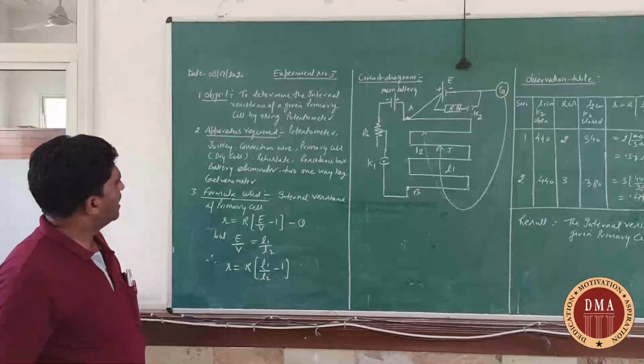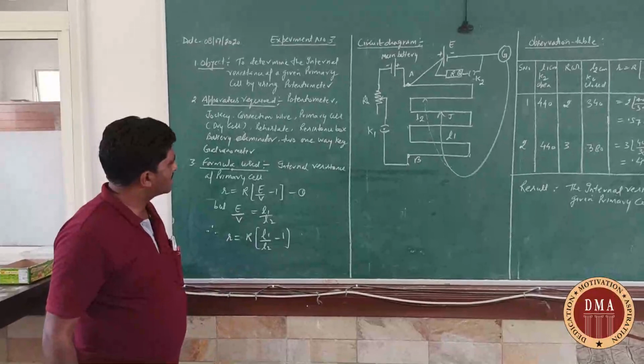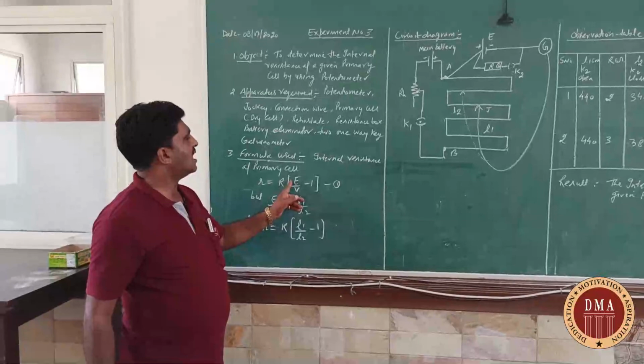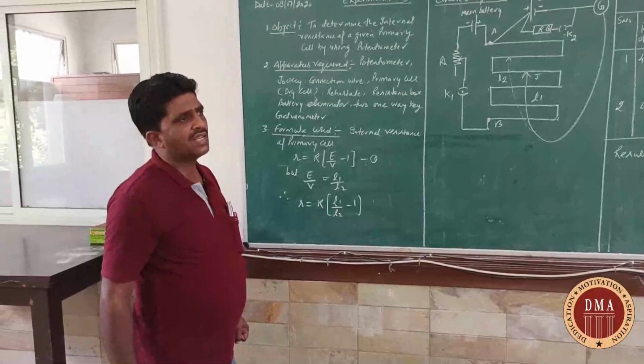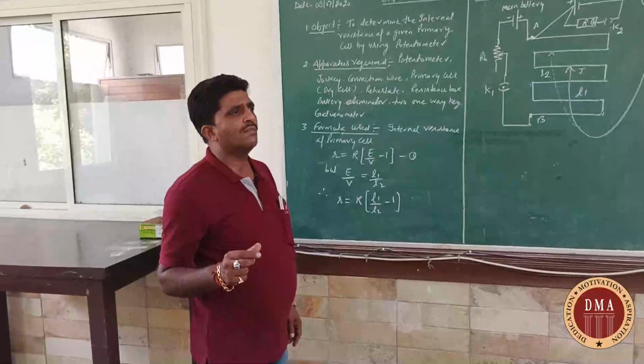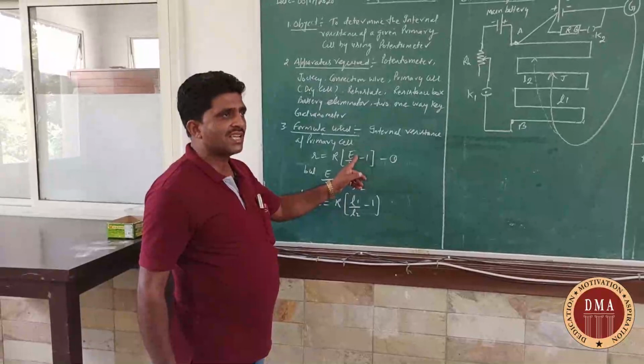And in this experiment, we will use the following formula. The internal resistance of the primary cell, small r, is equal to capital R times (E by V minus 1), where R is the load resistance which is applied with the help of the resistance box, and E is the EMF of the primary cell. We know about the EMF. When no current is drawn from the cell, the potential difference across both terminals of the cell is called EMF. And when current is drawn from the cell, the potential difference across both terminals is called the terminal potential difference. So in this formula, E is the EMF of the primary cell and V is the terminal potential difference.